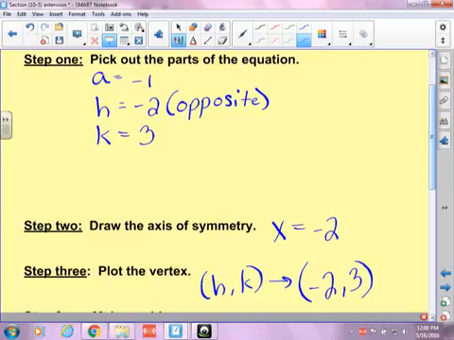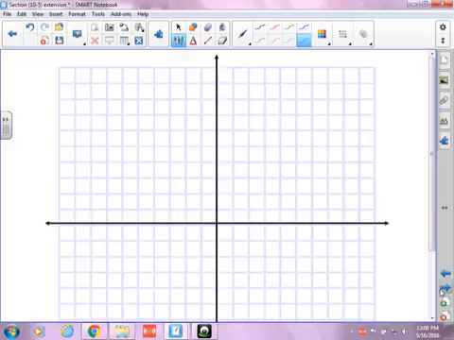So I'm going to go ahead then, and I'm going to go to my graph. I'm going to go to -2, 3, which is where my vertex is. And then I'm going to plot my axis of symmetry.